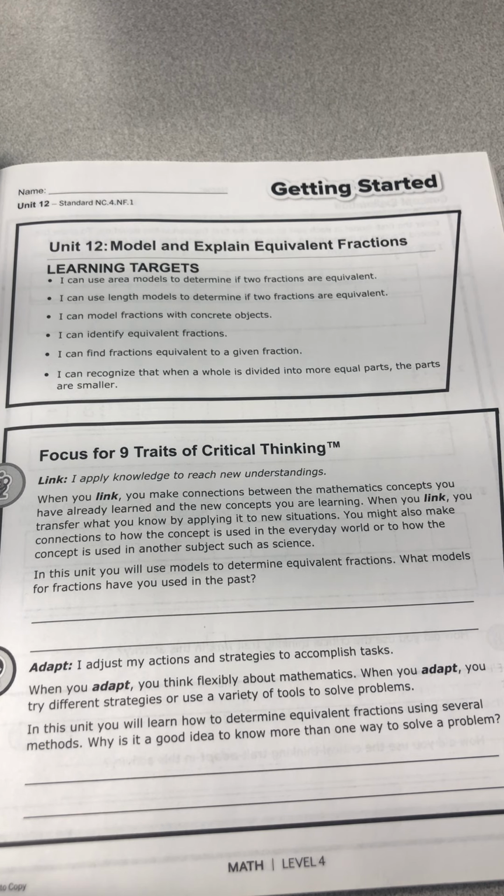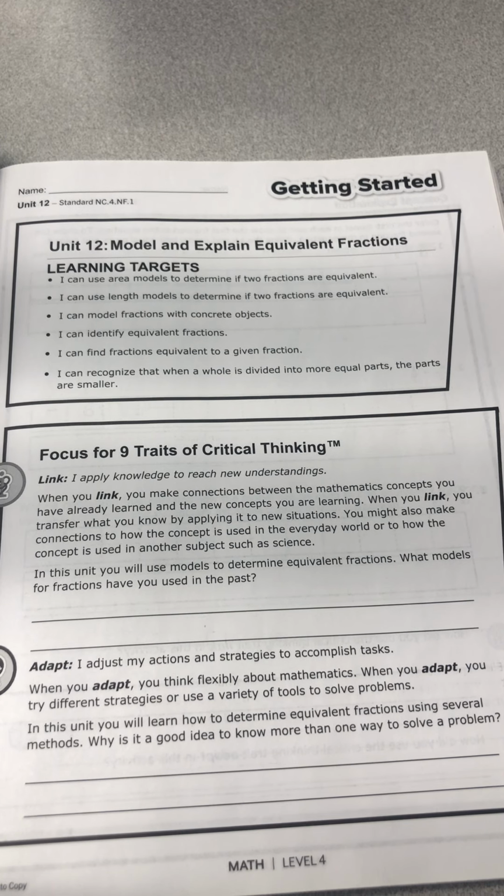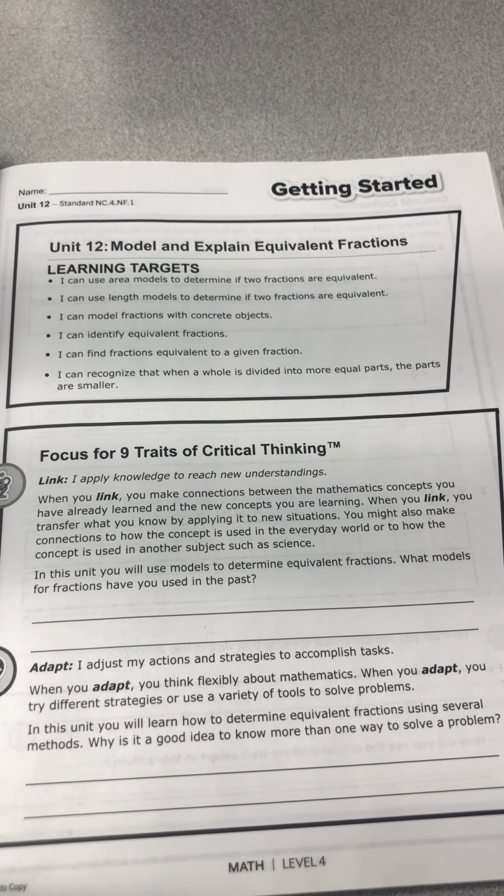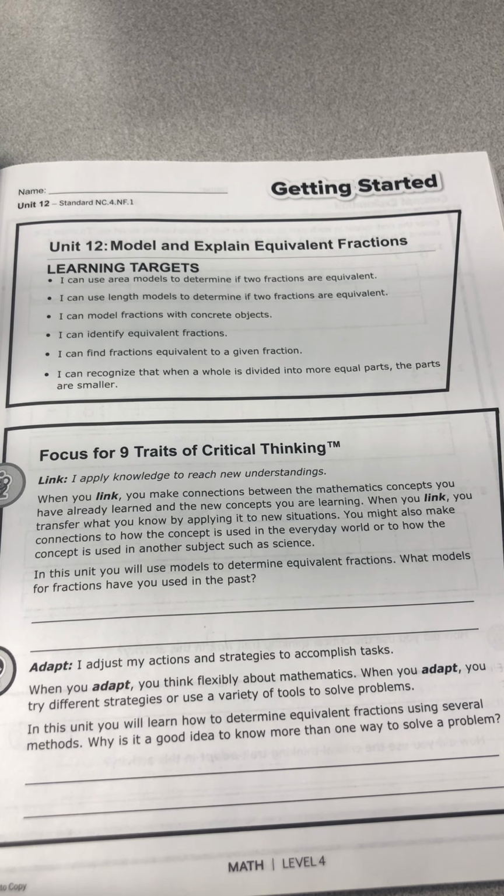So, let's look at the focus for the nine traits of critical thinking. I apply knowledge to reach new understanding. When you link, you make connections between mathematic concepts you've already learned and the new concepts you are learning. When you link, you transfer what you know by applying it to new situations. You might also make connections to how the concept is used in the everyday world or in another subject such as science.